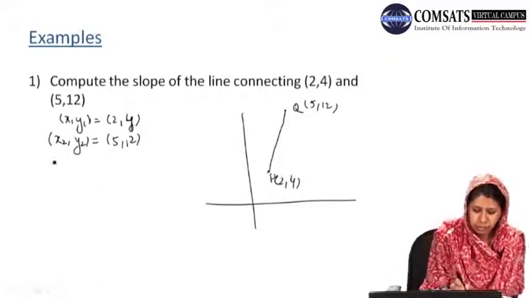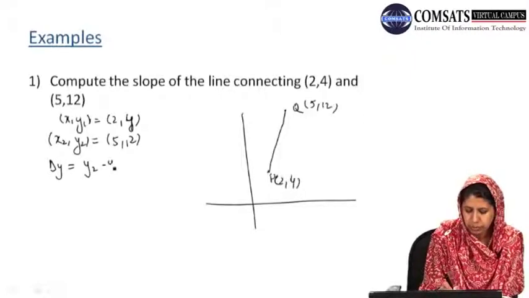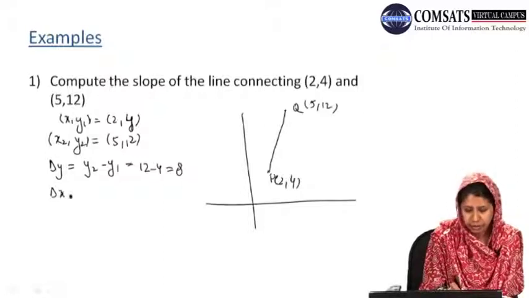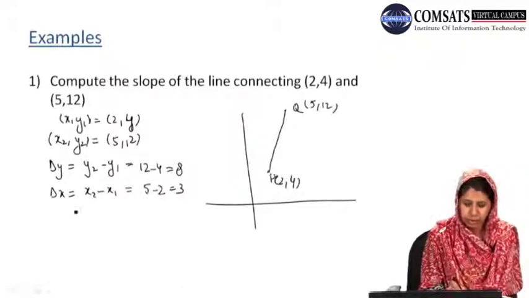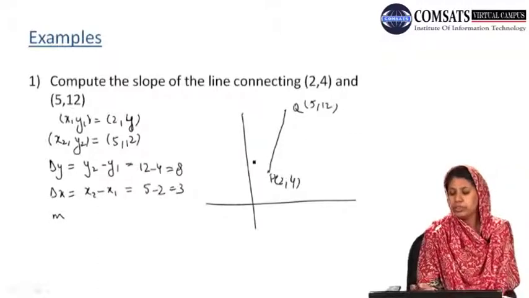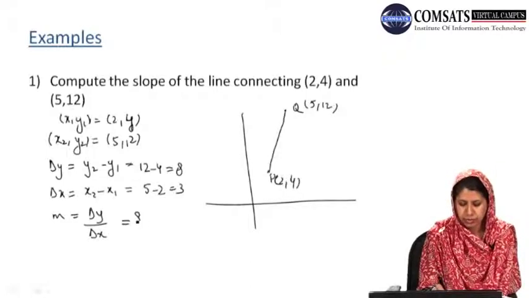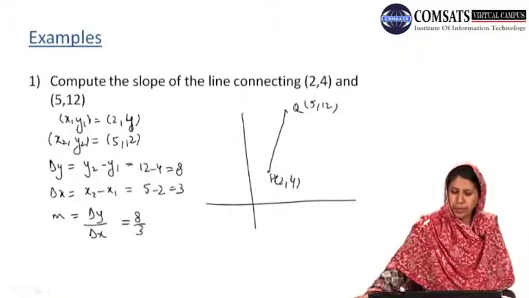So we have to find the slope of this line. What will be delta y here? Delta y will be equal to y2 minus y1, which is 12 minus 4, which is 8. And what will be delta x here? It will be x2 minus x1, which is 5 minus 2, which is 3. So the slope of the line connecting the points 2, 4 and 5, 12 will be just the ratio of delta y to delta x, which is 8 by 3.